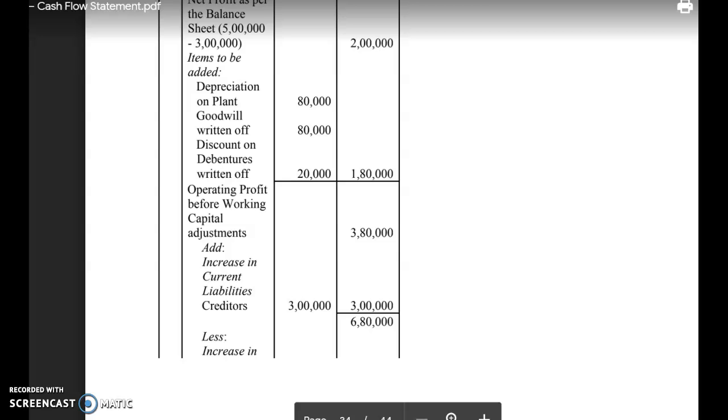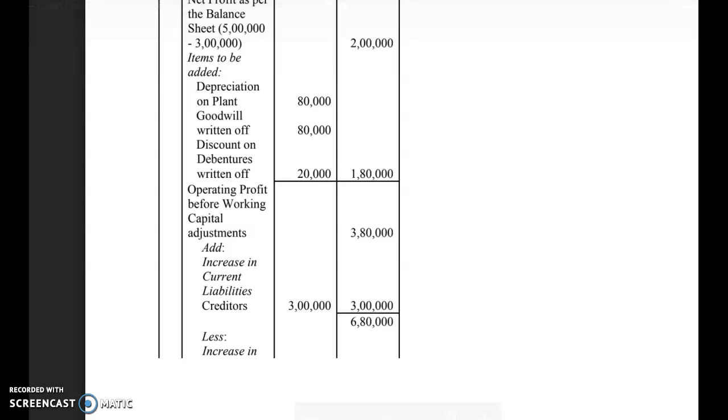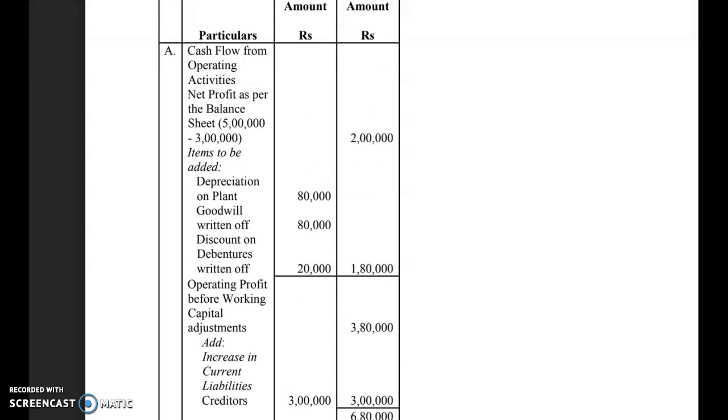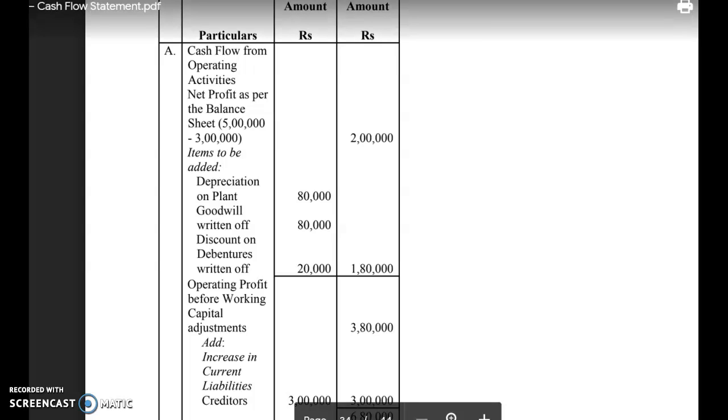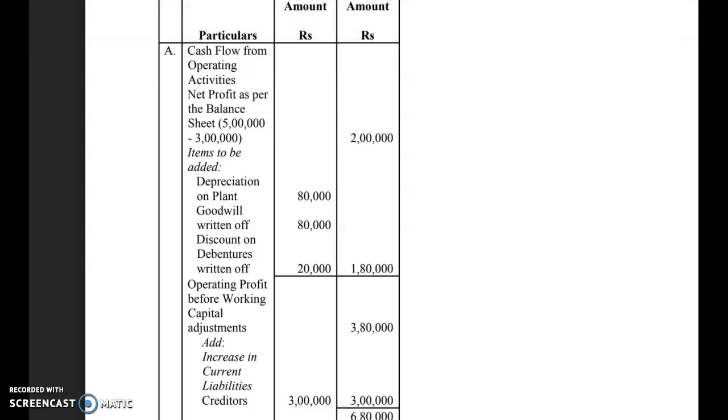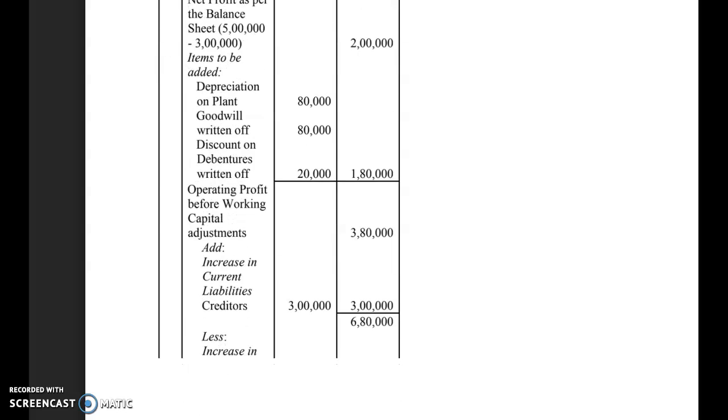So after this, we will add all these amounts, and then we will get the result here. See here, it is 1,80,000 plus 2 lakh, 3,80,000. Operating profit before working capital adjustment or changes. And working capital adjustment and changes include changes in the current assets and the current liabilities. So we will take the effect of that, current assets and current liabilities.